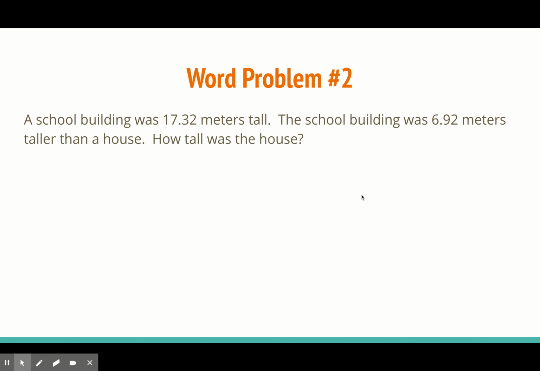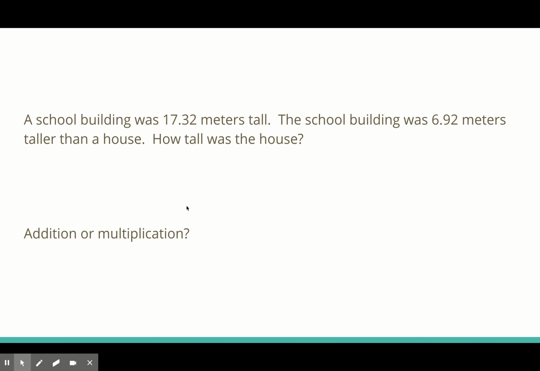Word problem number 2. A school building was 17.32 meters tall. The school building was 6.92 meters taller than a house. How tall was the house? The first thing we have to figure out is what operation should we use? Addition or multiplication? Do you have a times number in every number? If you don't, well, maybe that's a clue.